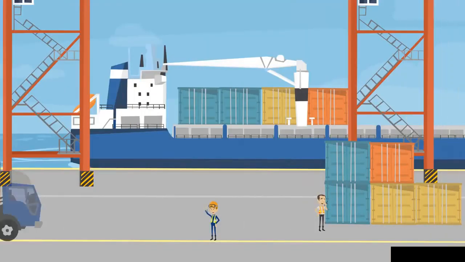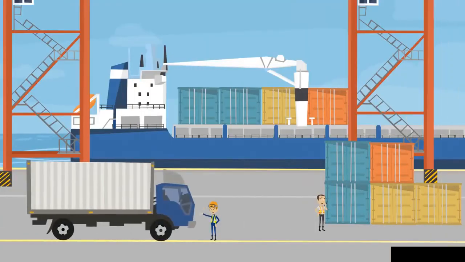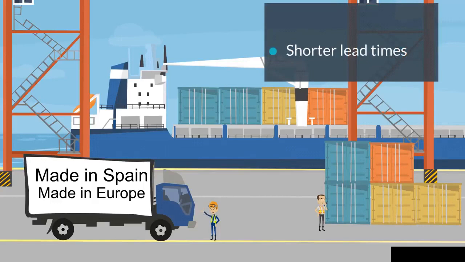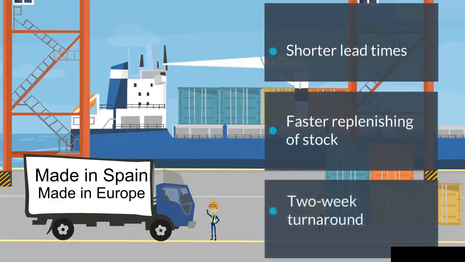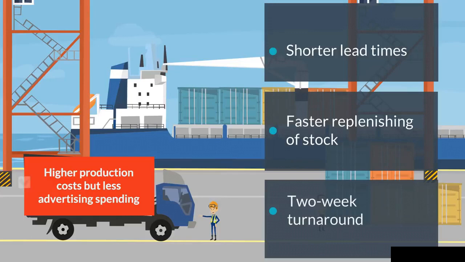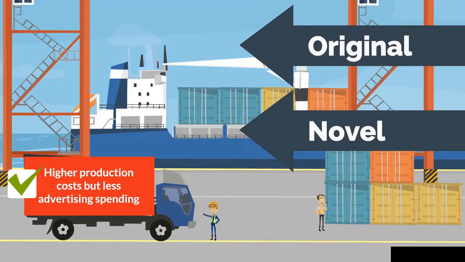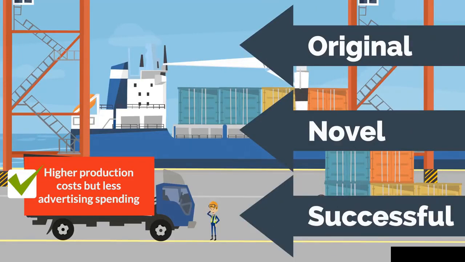Another key element in the company's strategy is that Zara produces its clothing mainly in Spain and in Europe, where we can find the larger portion of its retail stores. This enables shorter lead times and faster replenishing of stock, with turnaround as short as 2 weeks. Higher production costs are offset by the reduced amount of money the company spends on advertising. This is a strategy model that is original, hadn't been implemented before, and a true success story.